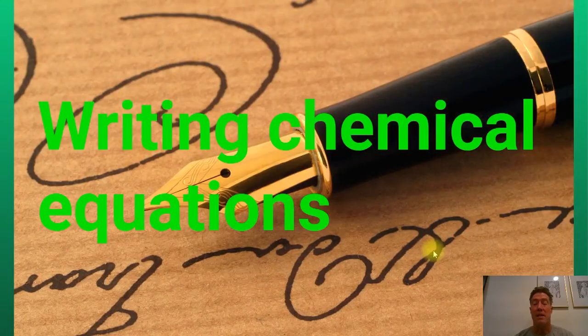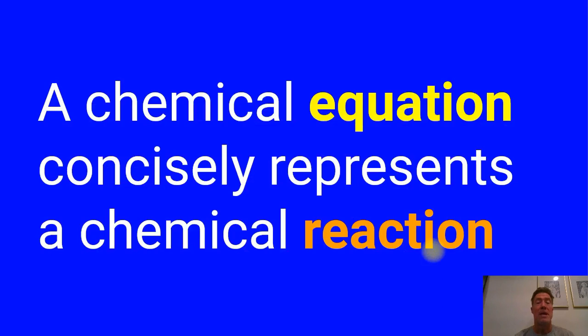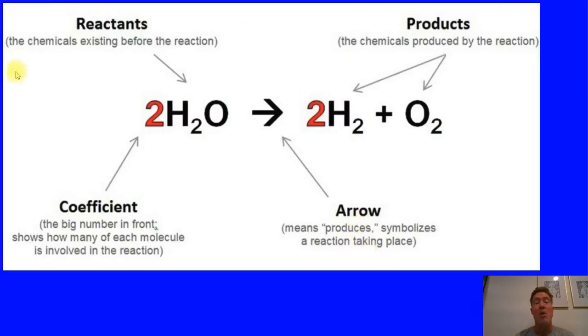So how do we write chemical equations? A chemical equation, remember, is a concise representation of a chemical reaction. And so here are the parts of a chemical equation that we're going to look at. The stuff on the left of the arrow is the reactants. That's the chemicals, the elements, the compounds, the molecules, whatever, that exist before the reaction. In this case, this is the decomposition of water. So this is the reverse of the Hindenburg.